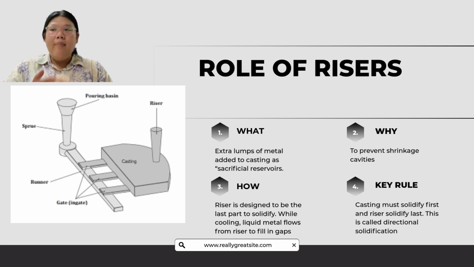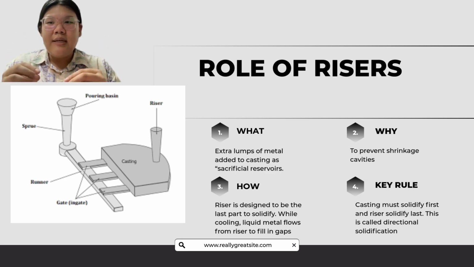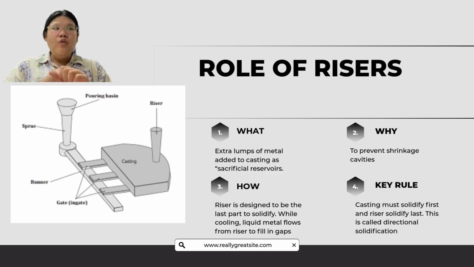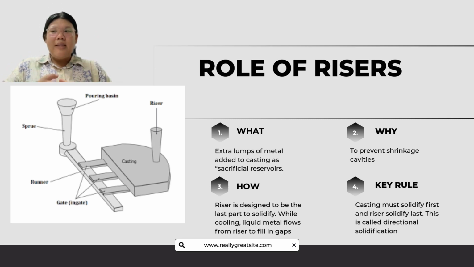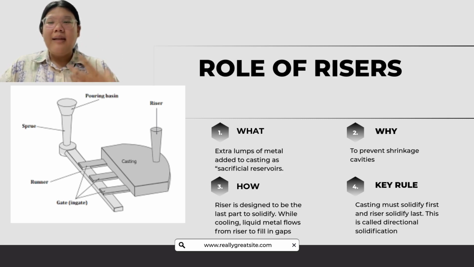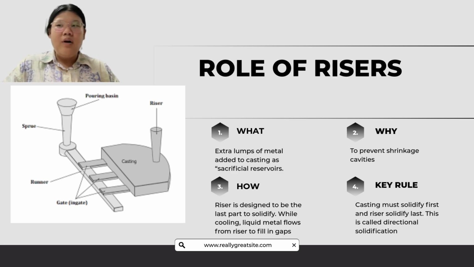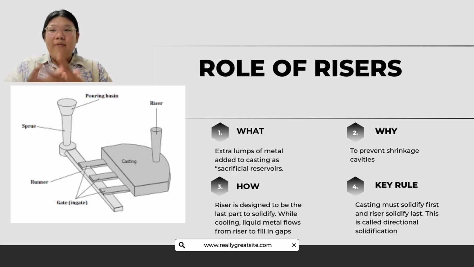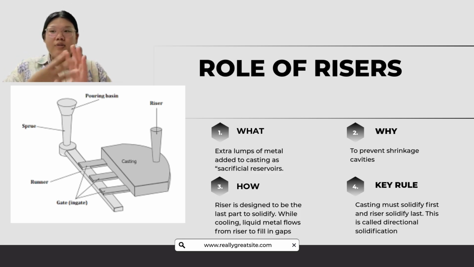As you can see from the diagram, we did not talk about the riser, which is a crucial and important part of the gate system. The riser is an important tool to prevent shrinkage and also cavities forming inside the metal cast. So what is it? It's an extra lump of metal that is added to the casting as a sacrificial reservoir. Why? As I've said, it is to prevent shrinkage, and also cavities.